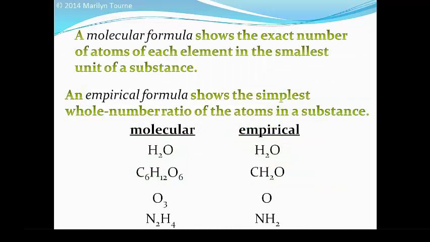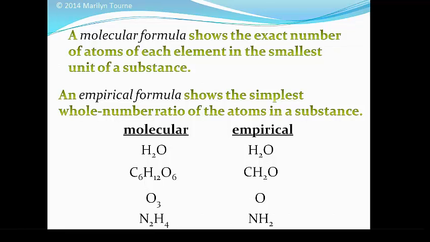Section 2.6 of your book talks about molecular formulas and the difference between those and empirical formulas. We know what a molecular formula is, we've talked about that before, but that basically shows the exact number of atoms of each element in the smallest unit of a substance. So it's the normal formula that you would see. As you can see, I've shown you some examples on the left. So molecular formula would be like H2O, C6H12O6, which is glucose or sugar, right? Another name for sugar. Ozone, which we've seen before, or N2H4.